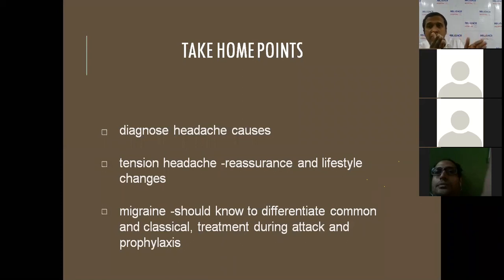In prophylaxis, you give treatment to reduce the severity and frequency. In an acute attack, you just give treatment to abort the current attack. It doesn't do anything for future attacks. You need to know that.